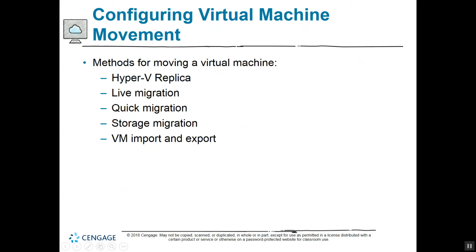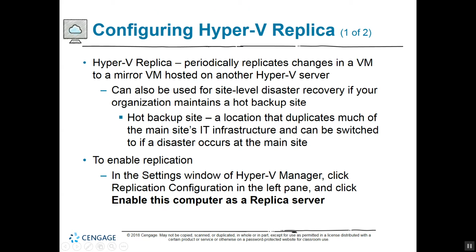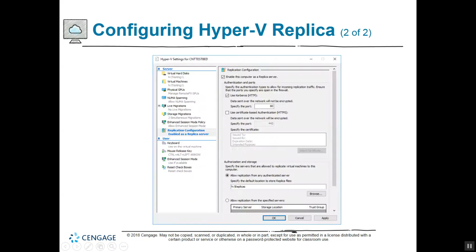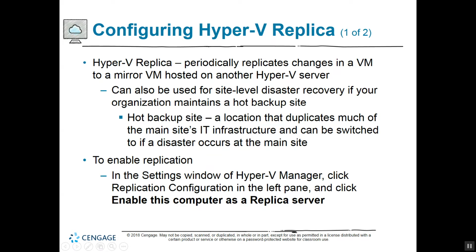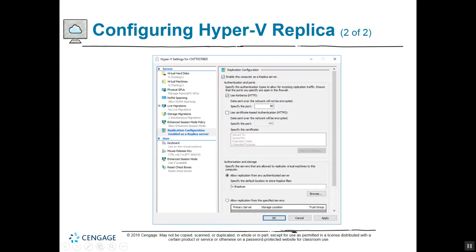Now, methods for moving a virtual machine, we can use Hyper-V replica, live migration, quick migration, storage migration, VM import and export. Now, replica periodically replicates changes in a VM to a mirror VM hosted on another Hyper-V server. If we want to enable replication, go into settings on Hyper-V Manager, click replication configuration in the left pane, and then click enable this computer as a replica server.